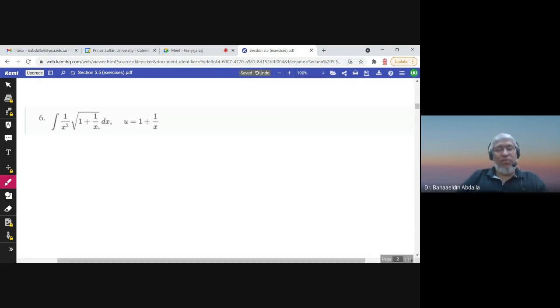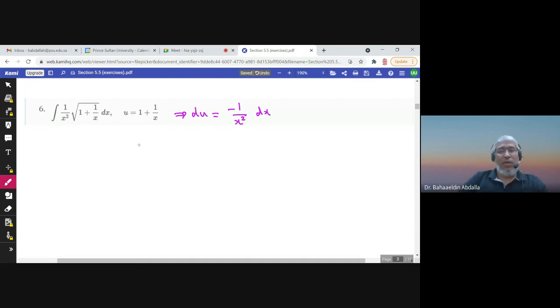u is the radicand, 1 plus 1 over x. So du would be, the derivative of 1 is 0. The derivative of 1 over x is negative 1 over x squared dx. I have 1 over x squared. I need negative 1 over x squared. So I multiply inside and outside by negative.